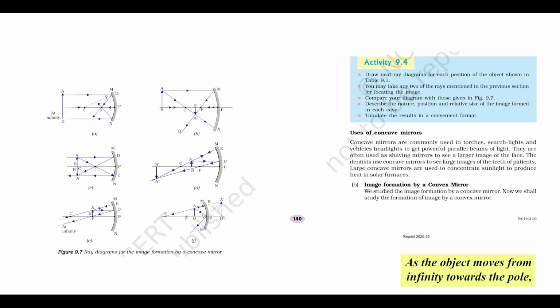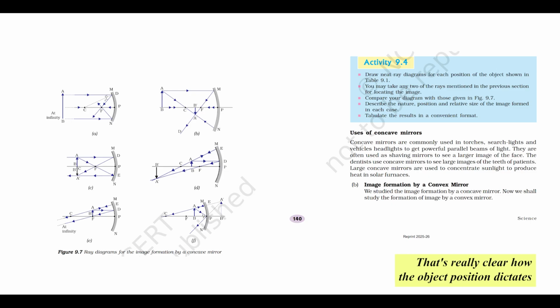See the pattern. As the object moves from infinity towards the pole, the image moves from F through C out towards infinity, and then flips behind the mirror for the last case. Its size also changes systematically. Understanding this pattern is key, and the uses directly follow from these properties we mentioned. Torches, searchlights, vehicle headlights: bulb at F to get a parallel beam. Shaving mirrors, dentist mirrors: object between P and F for a magnified, erect, virtual image. Solar furnaces: large concave mirrors concentrating sunlight at F to produce heat.